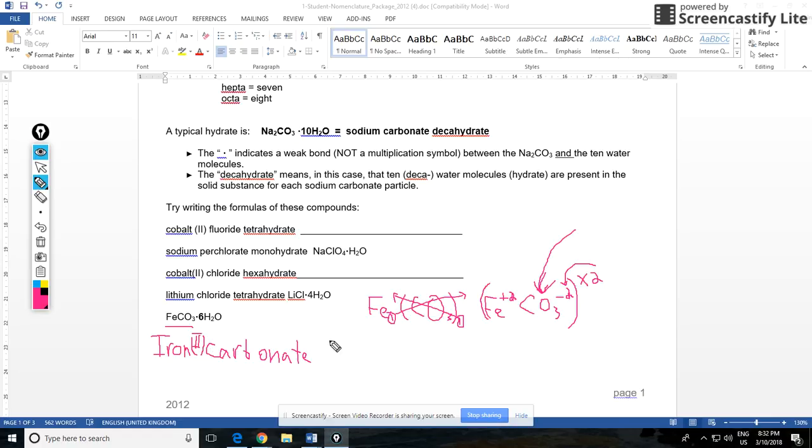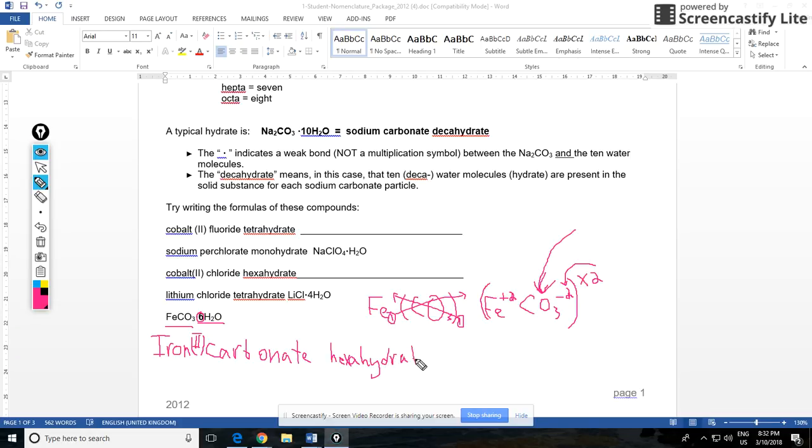Now, if you left it as is, you wouldn't get the full marks because you're forgetting that this is a hydrate. So you have to write down the name hexahydrate. And the reason I'm putting hexa is because 6. Hexa means 6. So hexahydrate. Don't put the dot in the name, only put the dot in the formula. Hexahydrate.